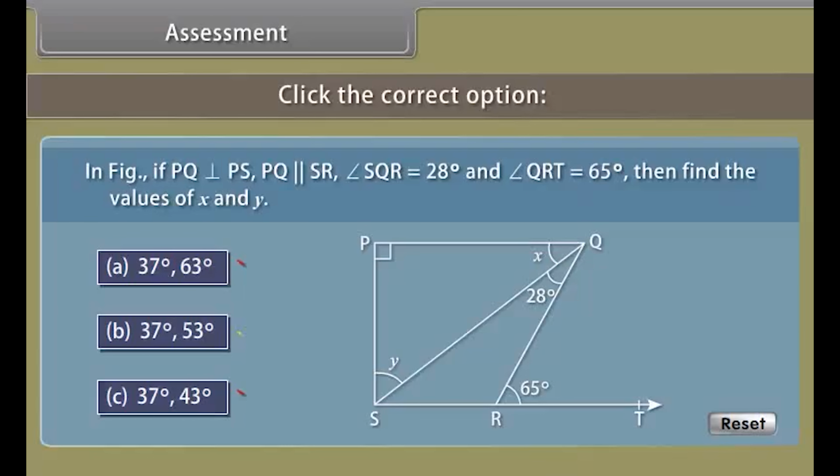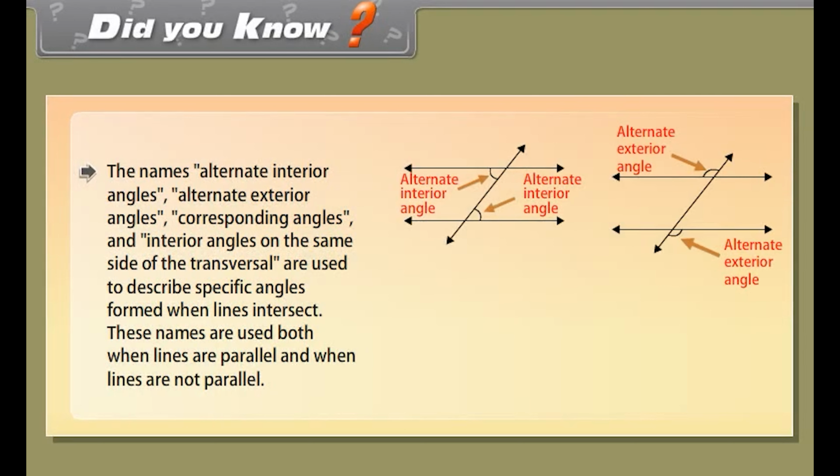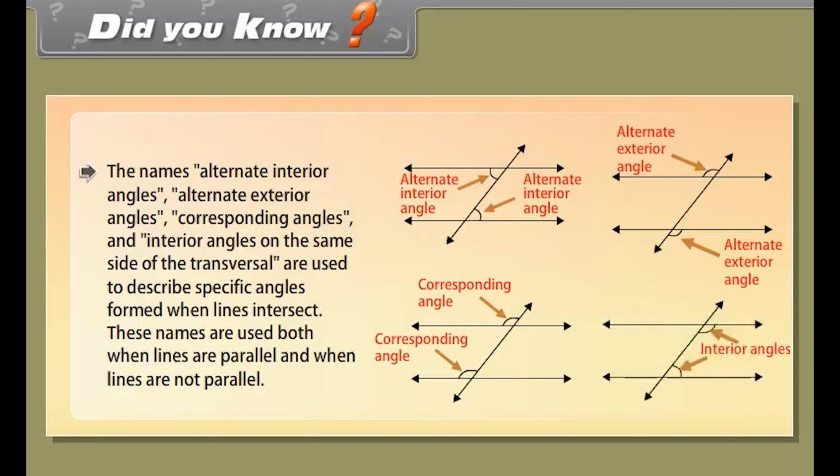Assessment. Let's go through an interactivity now. Click the correct option. Did you know the names alternate interior angles, alternate exterior angles, corresponding angles, and interior angles on the same side of the transversal are used to describe specific angles formed when lines intersect. These names are used both when lines are parallel and when lines are not parallel.